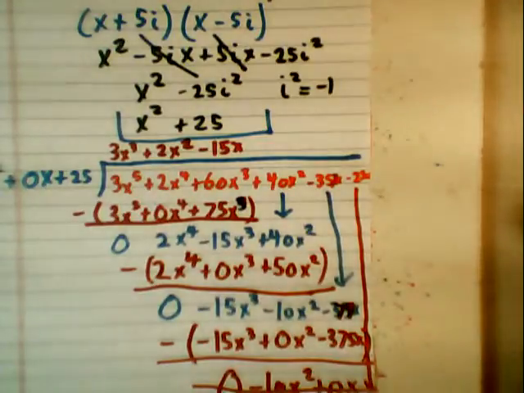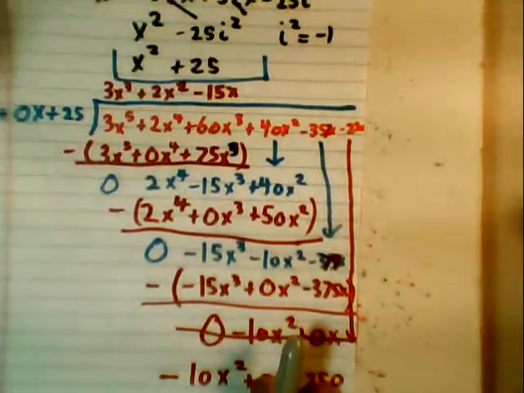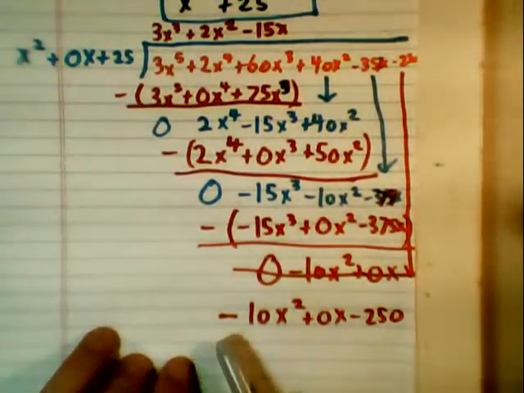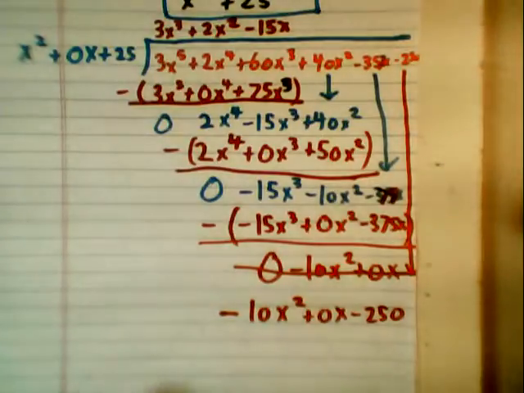Okay, so now what times x squared will get us negative 10x squared? Simply a negative 10.